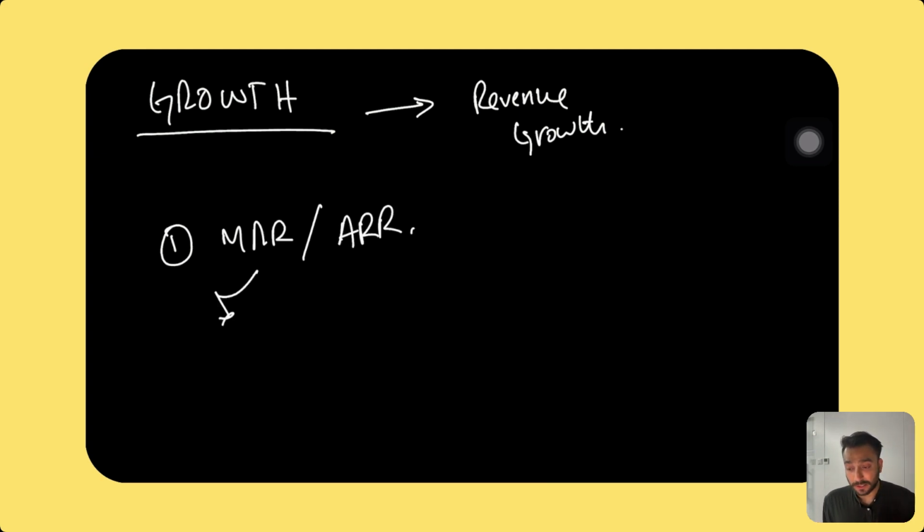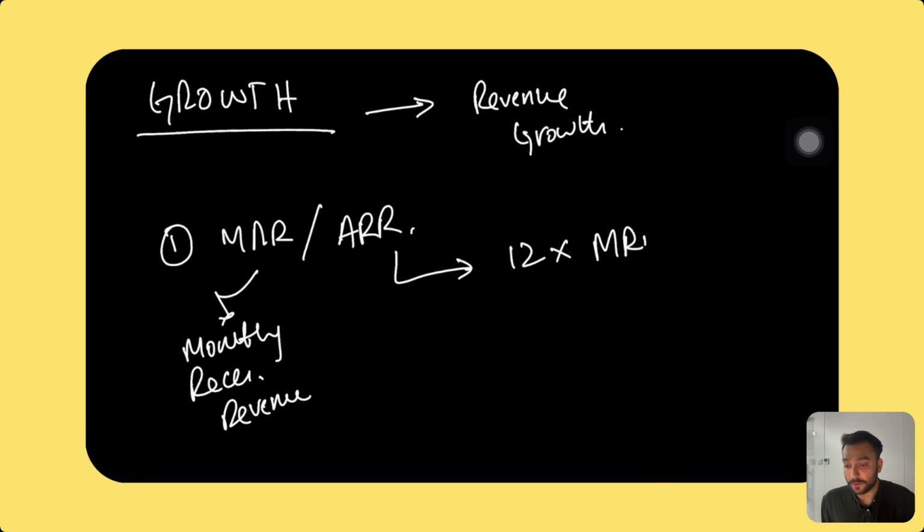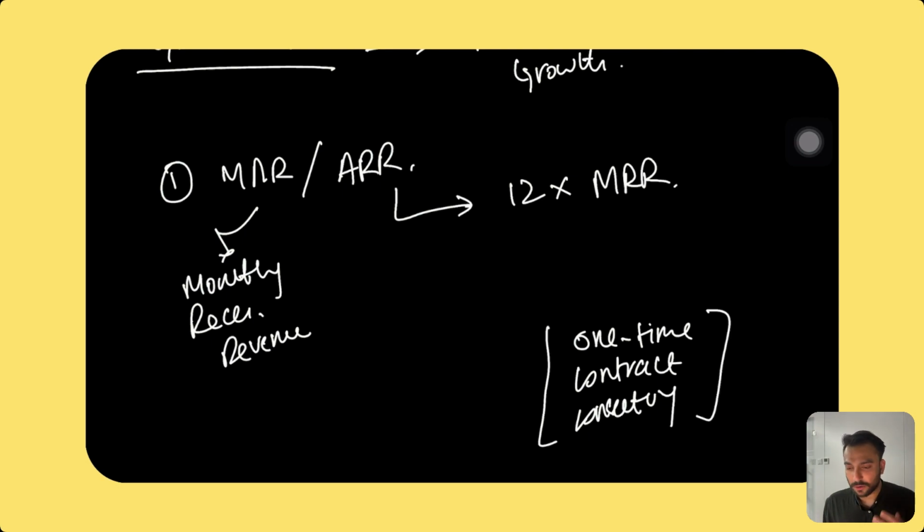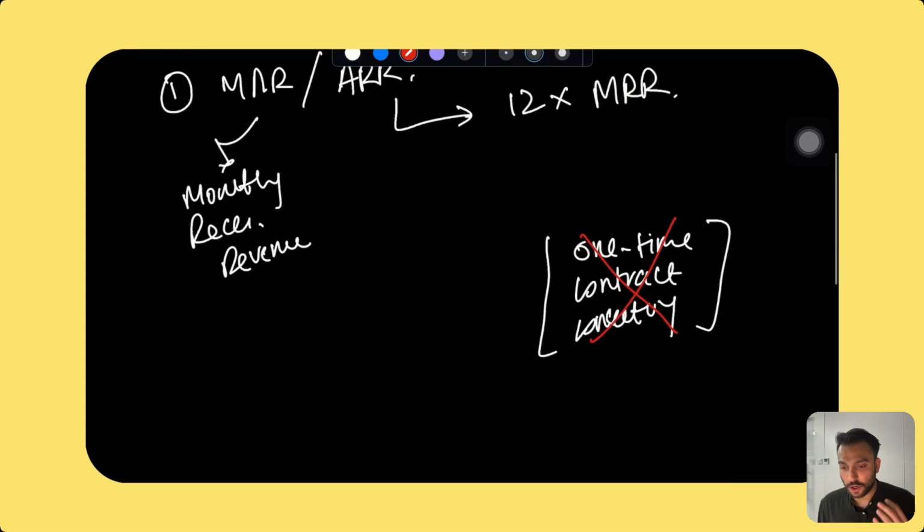Number one is monthly recurring revenue, and the second is annual recurring revenue, which is 12 multiplied by monthly recurring revenue. This is the revenue that you get on a recurring basis. But if it's a one time fee, contract, or a consulting, you have to remember that it is not a recurring revenue. So, be very careful to make this distinction.